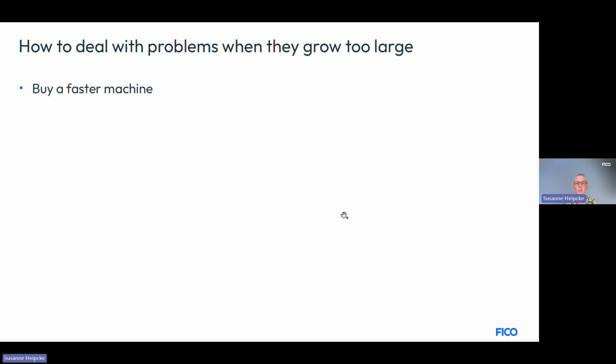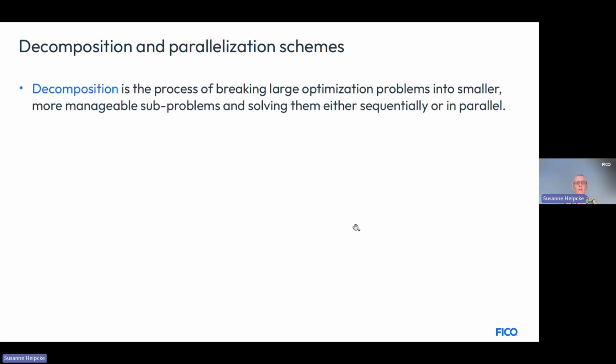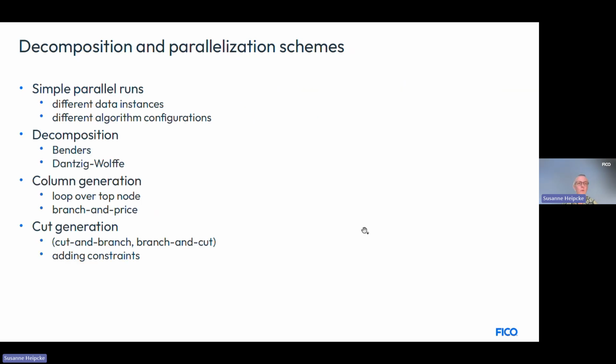What you can do is get a faster machine, which helps you to a certain extent. Tuning the solver is usually a good idea if you have a set of instances. And then also working on your model, and that is really what we're getting to today. You can try to simplify, to aggregate, and then you can try to decompose either sequentially or in parallel. And of course, also try and see whether there is some other solver or solution method that helps. But today I'm really interested mainly in the decomposition and the resulting parallelization schemes: breaking down large optimization problems into more manageable sub-problems, and then solving them either sequentially or in parallel.